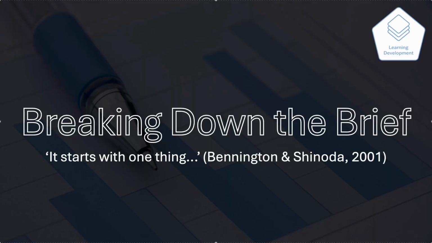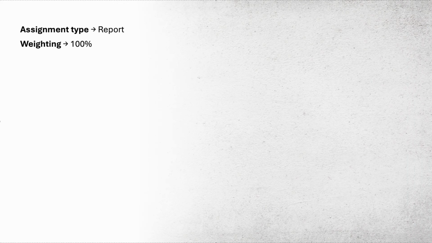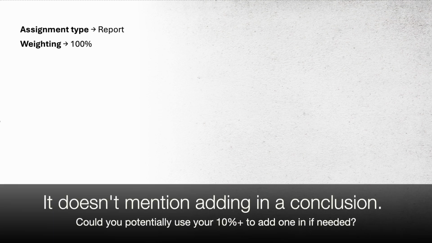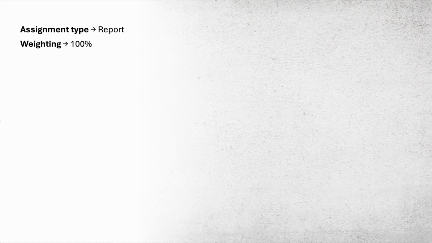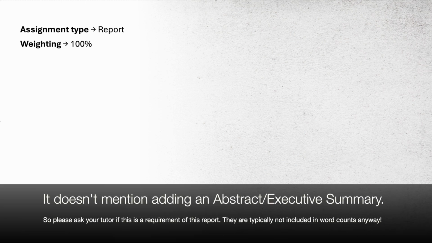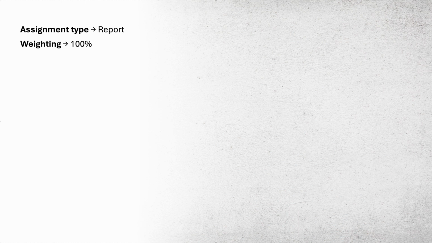Breaking down the brief. Go and grab your assignment brief. The assignment type is a report. In this report, you are expected to write an introduction and then have several subheadings for the main body. It doesn't specifically mention a conclusion, although you might be able to use some of your word count for this. It also doesn't specifically mention an abstract or executive summary, so please be sure to ask your tutor whether you need to add this in. The weighting is 100%, and that means this is the only assignment for this module.